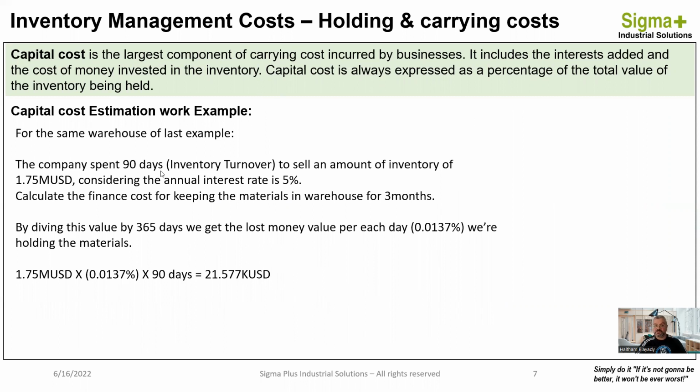Okay, so we have understood now how to calculate the storage cost, but what about the capital cost? The capital cost, as we have explained in the first slide, is as simple as the interest lost on the value of the materials that is kept in the warehouses. As we know, the value of money decreases over time, so keeping the materials for a long time in the warehouses will lead to losing the interest of the bank.